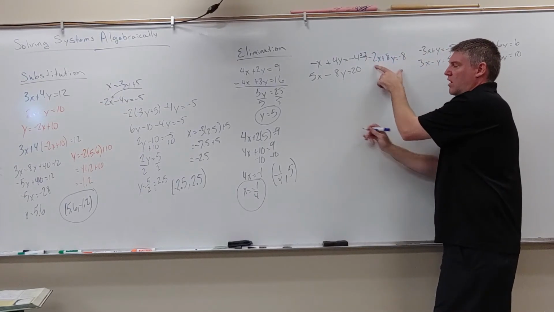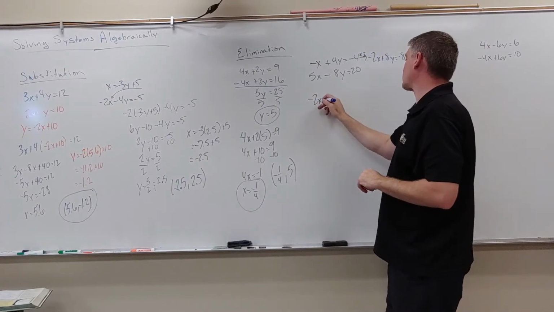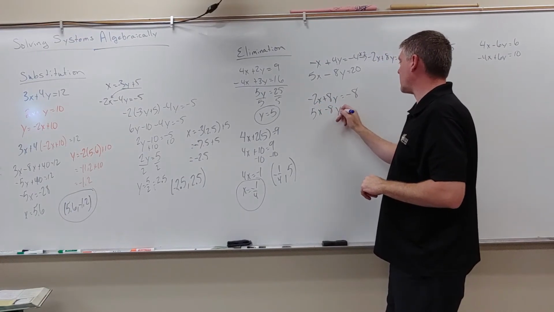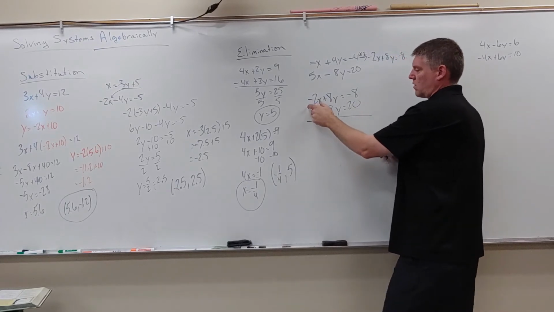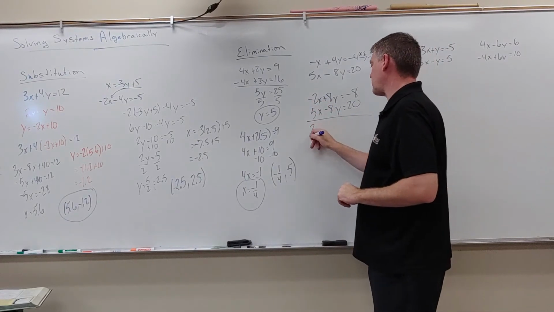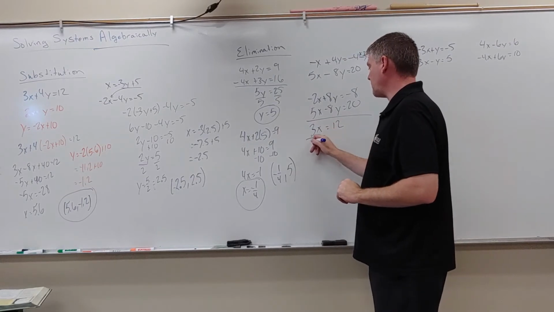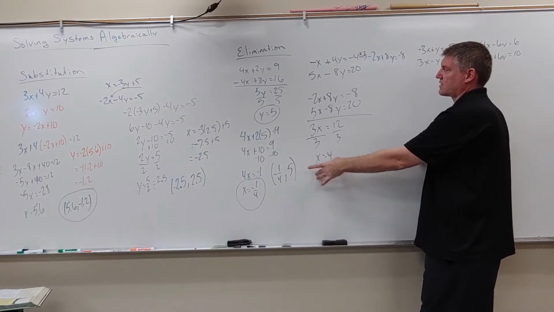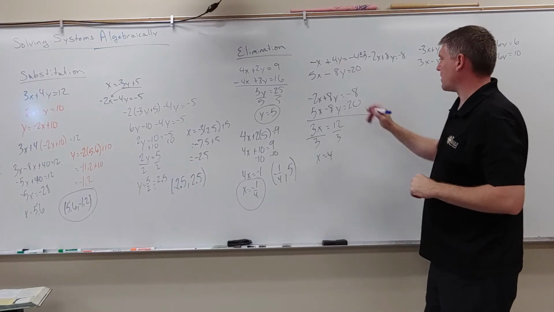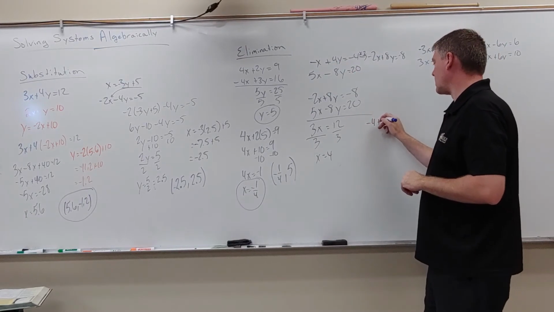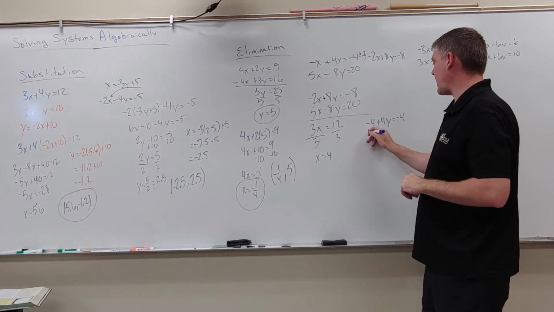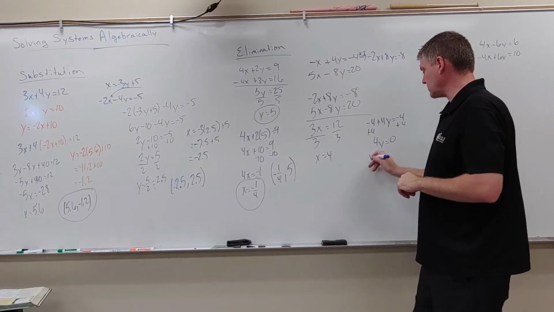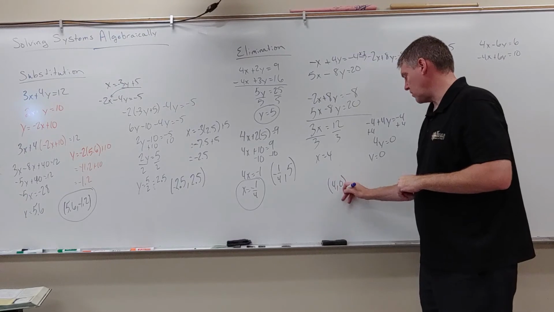So there's my multiplication out. I'm just going to rewrite this down here: -2x plus 8y equals -8. I'm going to rewrite my second equation here. Okay, so -2x plus 5x is 3x equals 12. I'm going to divide by 3, x equals 4. Now that I have my x, I'm going to plug it back in up here. So I have -4 plus 4y equals -4. Add my 4 to both sides. 4y equals 0. So my coordinate then is 4, 0.